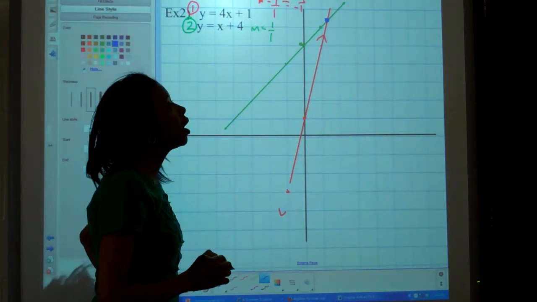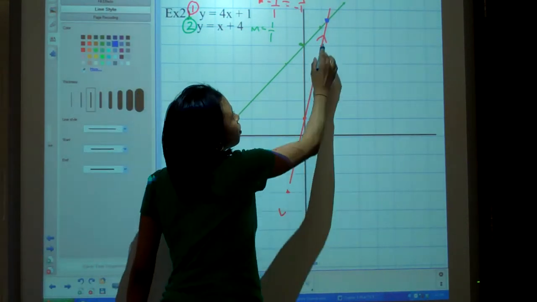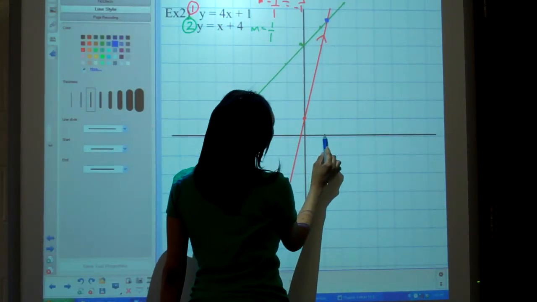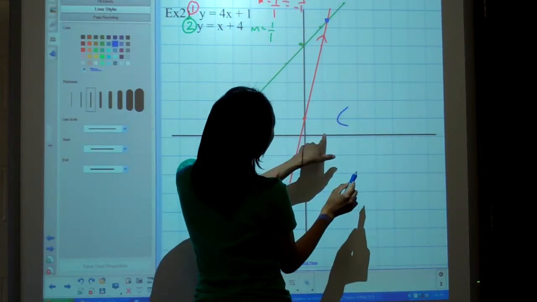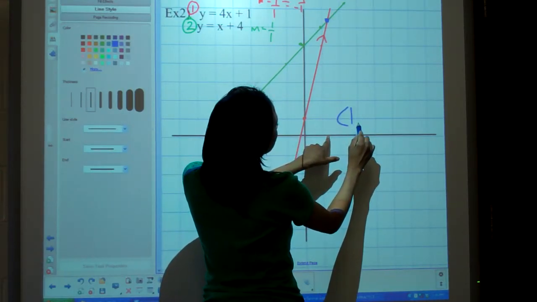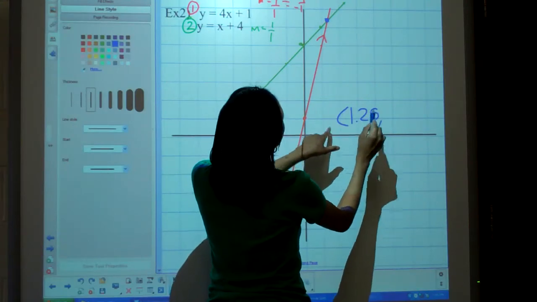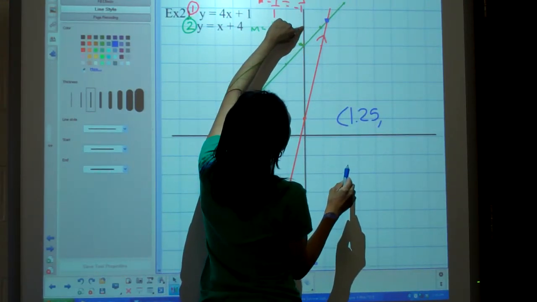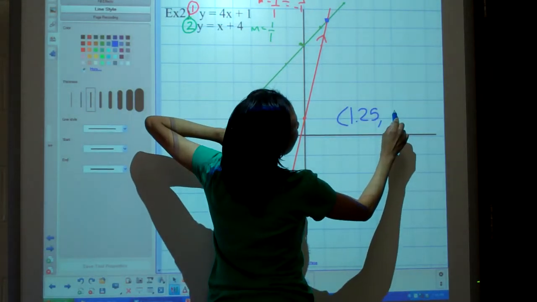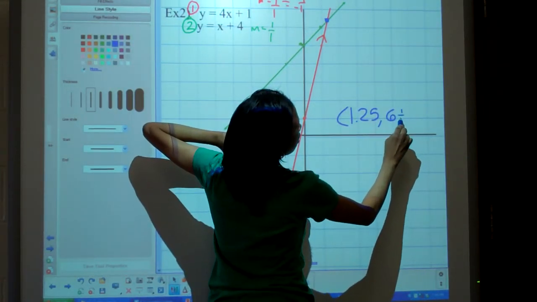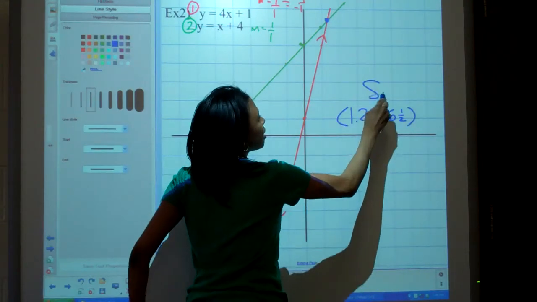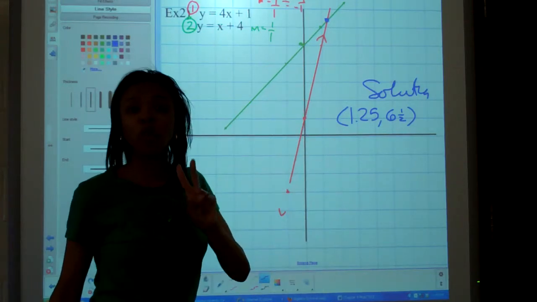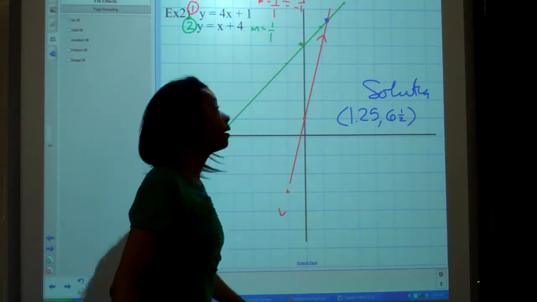It's a decimal. I'm not going to get too much into this one, but this decimal right here is going to be my solution. It looks like it's over at 1.25, and then it's going to be up 1, 2, 3, 4, 5, 6, about 6.5, almost 6.5, not quite. Okay, so this will be my solution. This is the one place where the two graphs intersect. Okay?